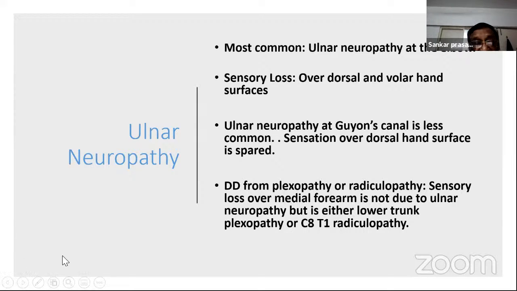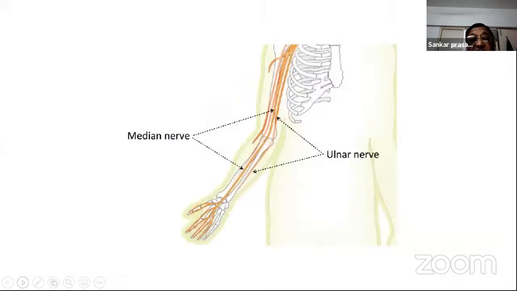So we have to differentiate all the mononeuropathies from plexopathy or radiculopathy. One key point is that sensory loss of the medial forearm is not due to ulnar neuropathy, but is either lower trunk plexopathy or C8-T1 radiculopathy. So we have to carefully examine the medial aspect of the forearm. If that is involved, it's not ulnar neuropathy anymore. We'll address this issue again when we differentiate mononeuropathy from plexopathy and radiculopathy.